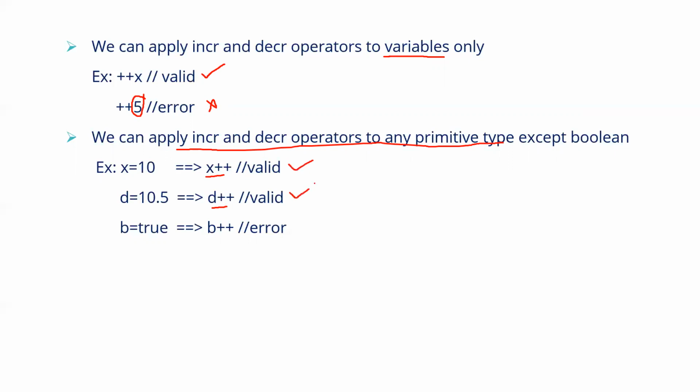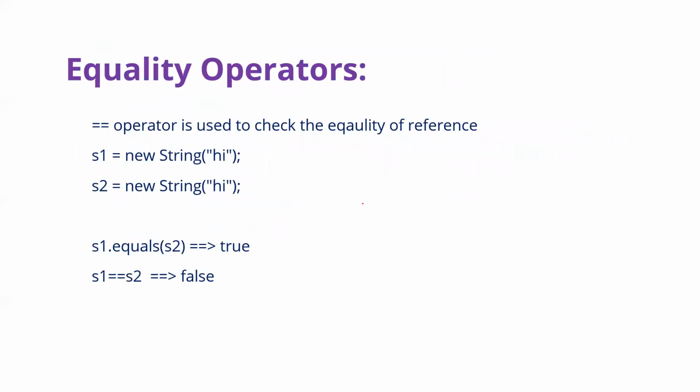But whenever you apply these increment and decrement operators on the Boolean type, you will get an error, because how can you increment the Boolean value? A Boolean value will be true or false. How can you apply the increment and decrement operators, right? Whenever you apply b plus plus, true will not get incremented, you will get the error. Okay, now let's go for the next slide.